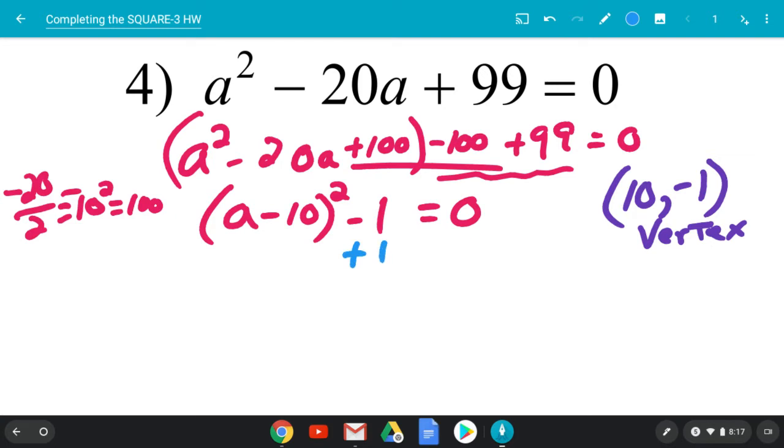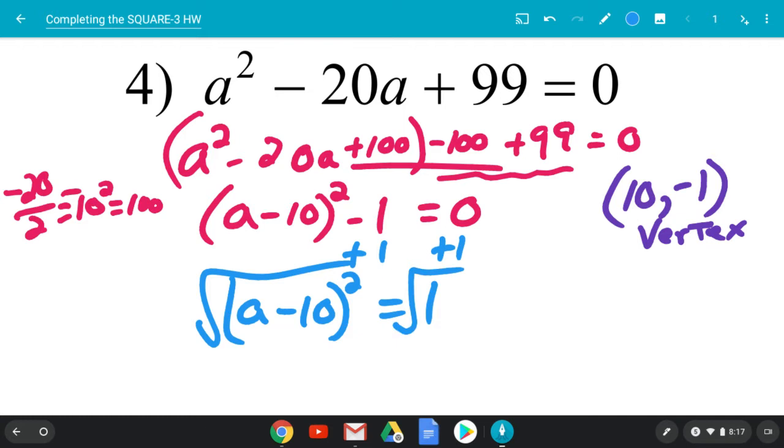I have to add 1 to both sides. So I now have a minus 10 quantity squared equals 1. Take the square root of both sides. So a minus 10 equals, what's the square root of 1? 1. And that's plus or minus 1. Remember, there's two solutions. It's both positive 1 and negative 1.